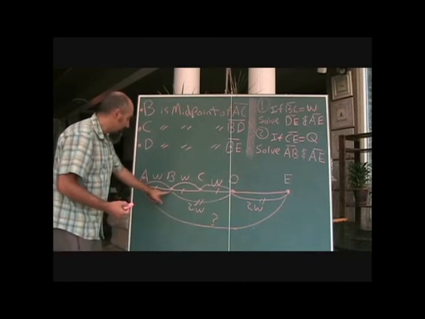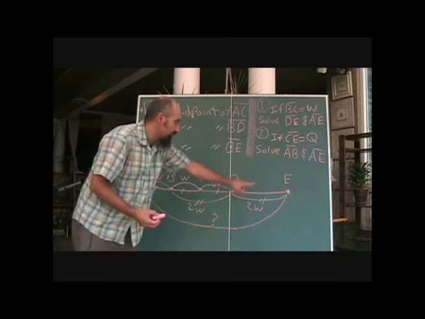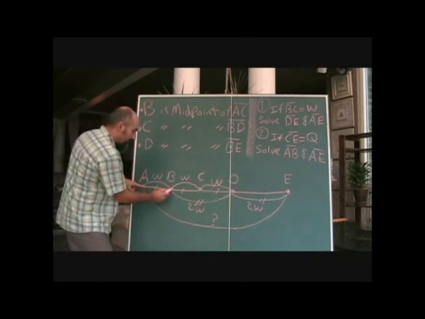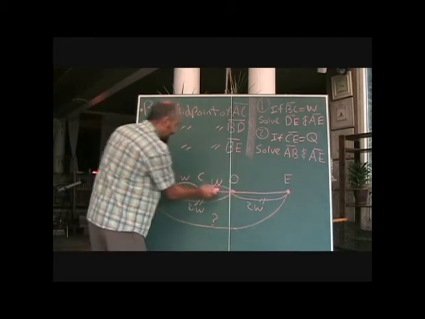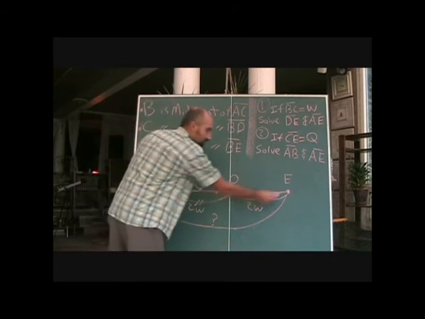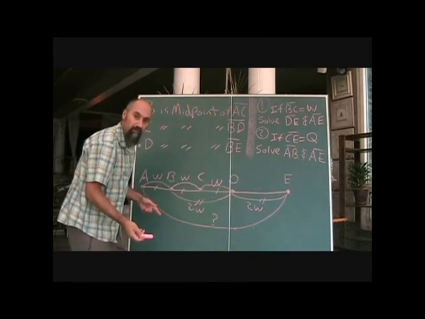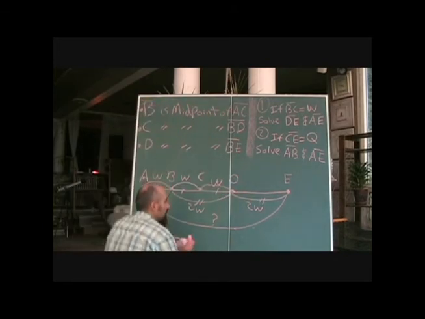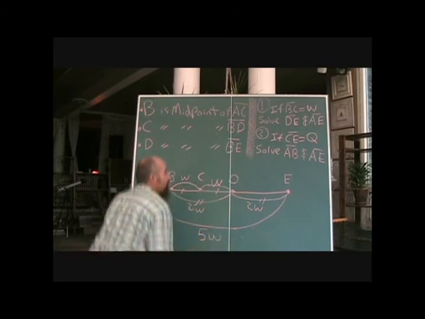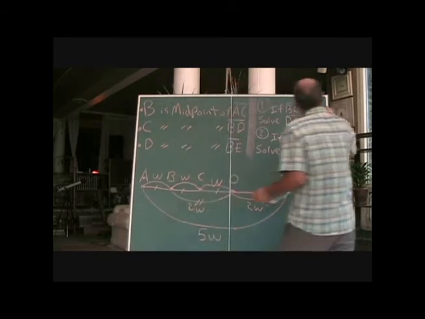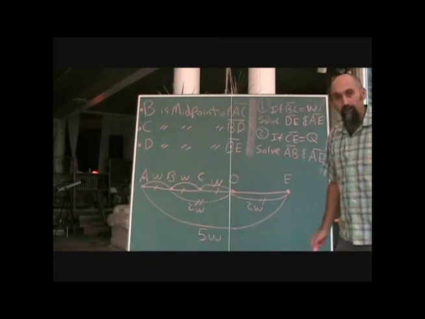Now all we've got to do is figure out what AE is. So all we do is add up the lengths. That's W, that's W, that's W. So that becomes 3W, and that's 2W. 3W plus 2W is 5W. So this guy becomes 5W. So we just solved for question 1.